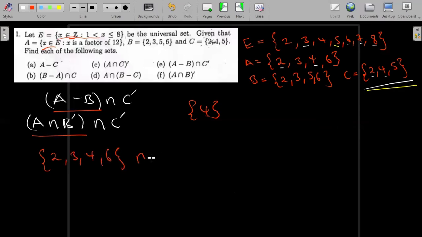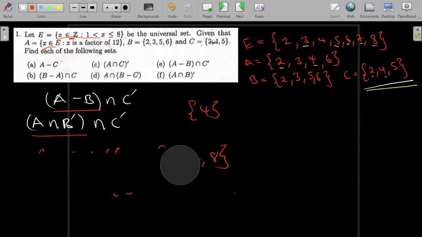Then your complement, so intersect it with B complement. So what elements are in the universal set but are not in B? So those elements are going to be, if I check, there's 4 there, there's 4, and there's 7 and 8. Then I check for the intersection between the two, which is just 4. And that is what is going to be the first part there, as we found before.